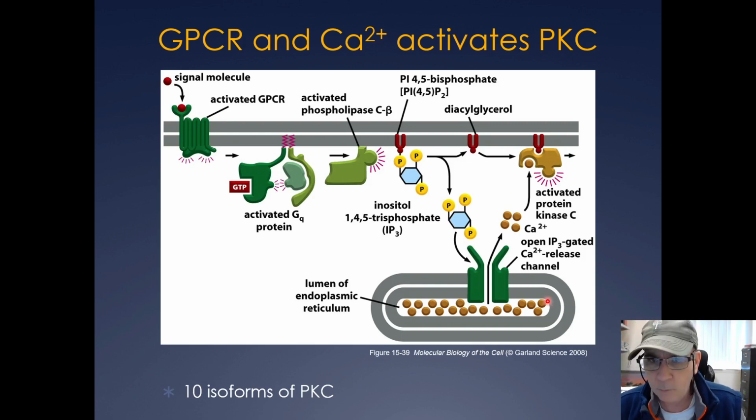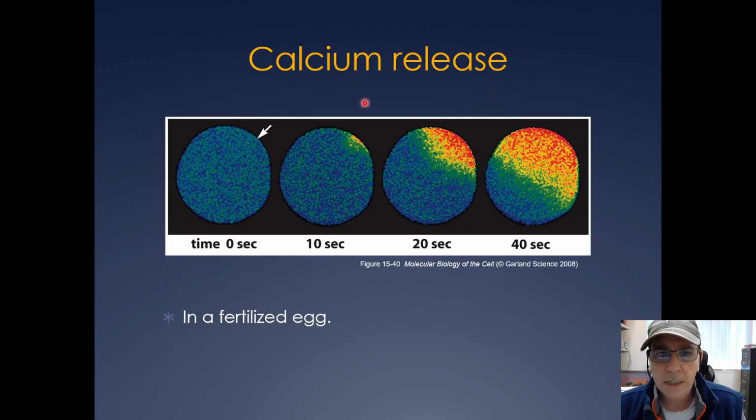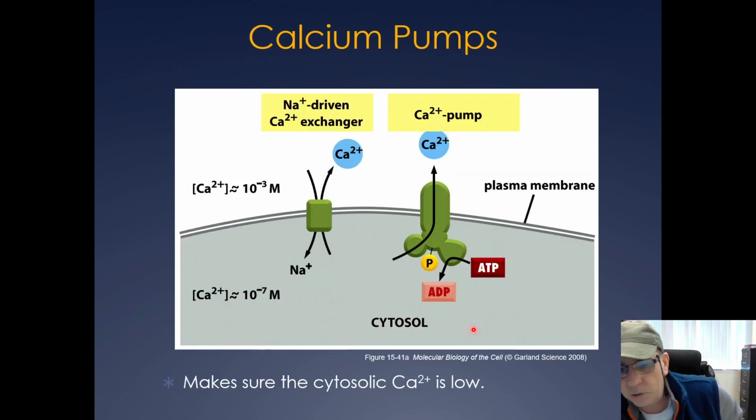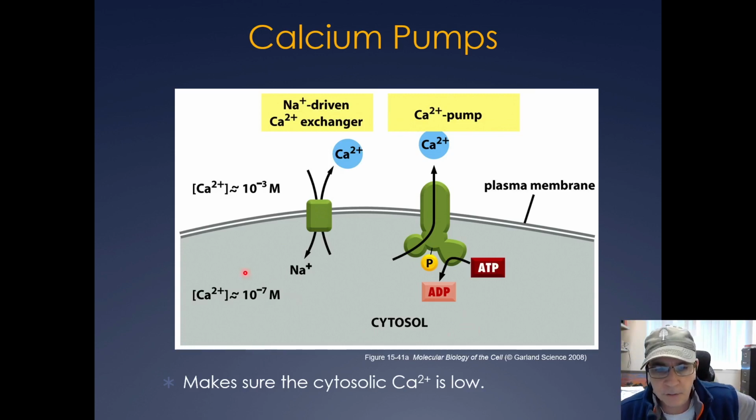And if we want to see what happens with calcium release in a fertilized egg, here the egg is getting fertilized, and you can start to see the calcium released over time, and there's a huge amount of calcium here. And so one of the things that has to be done, in order for this to work, is the calcium within the cytosol actually has to be really, really low. The molar concentration of calcium in the cytosol is about 10 to the minus 7th molar. And it's done that by a couple of different mechanisms.